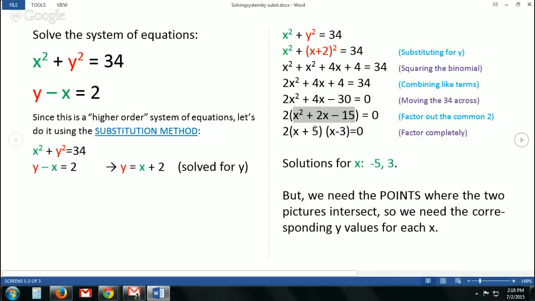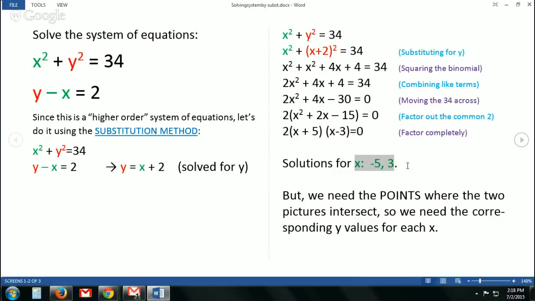Let's factor x squared plus 2x minus 15. That, of course, factors as x plus 5 and x minus 3. If we set each of those factors equal to 0, our solutions for x would be either x equals -5 or x equals +3.